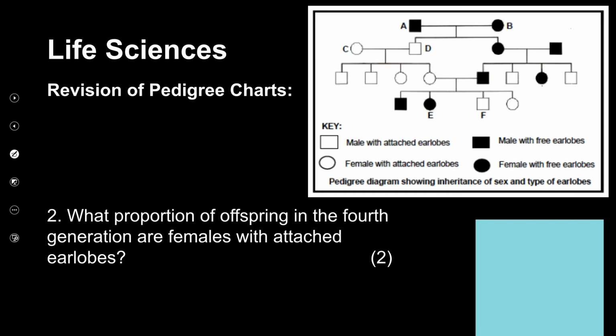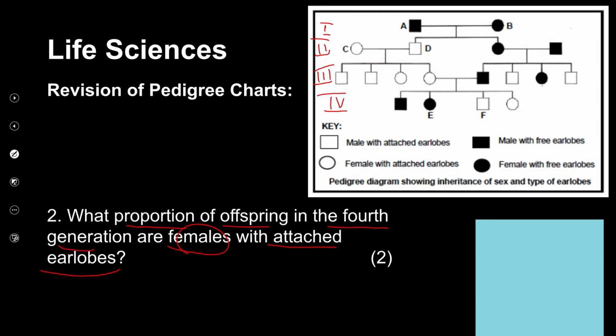The next question would be, what proportion of offspring in the 4th generation are females with attached earlobes? Now let's go and count the generations. So that's the first generation, the second generation, the third generation, and the 4th generation.